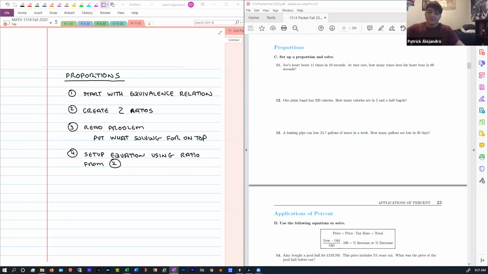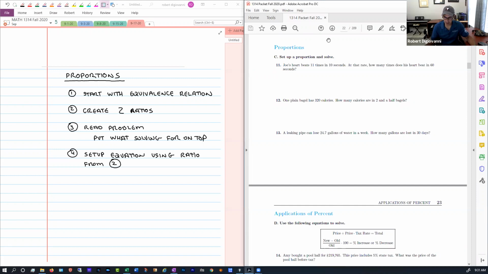Okay, so let's continue with proportions. So we've already talked a little bit about ratios and percents, and now we're talking about this idea of a proportion. I gave you a couple of examples of that last class, but we'll start with the first problem here on our packet.